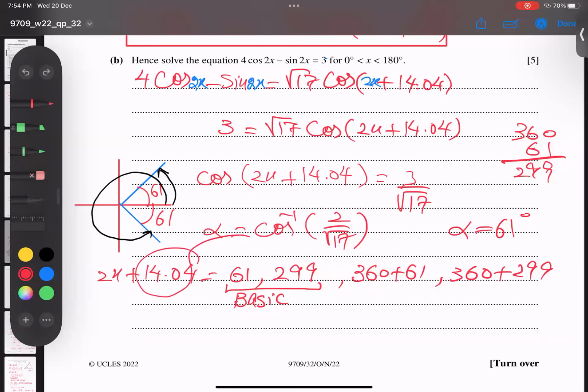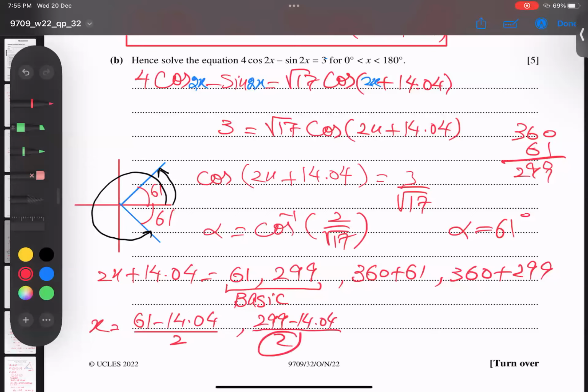Now, student, after having the first, second, third and fourth answers, this 14.04 is subtracted from each of them, and then this 2 will divide. Look, I show each answer. So 61 minus that, divided by 2. Why is this a 5 mark question? I think you're realizing now. So let's talk about the second answer: 299 minus 14.04 and divided by 2. This 2 comes from here.